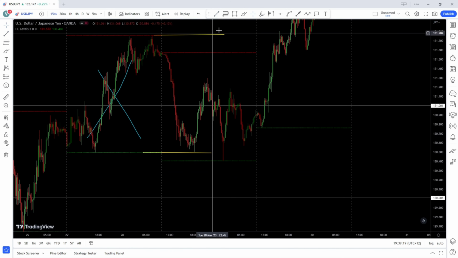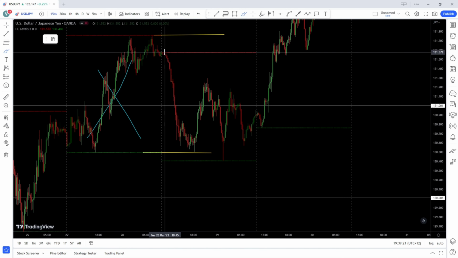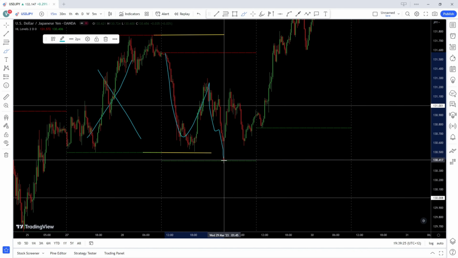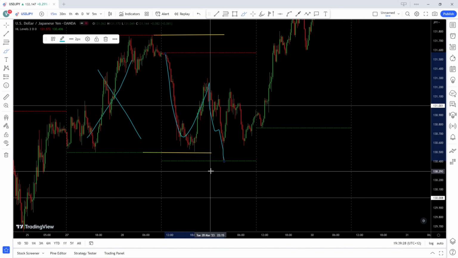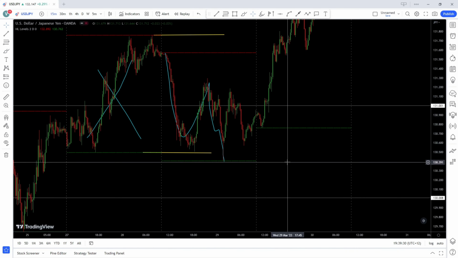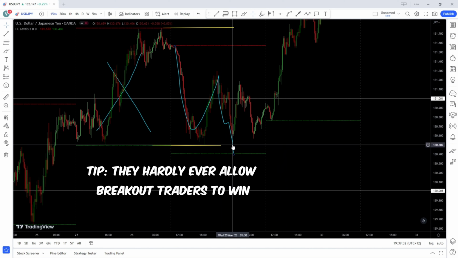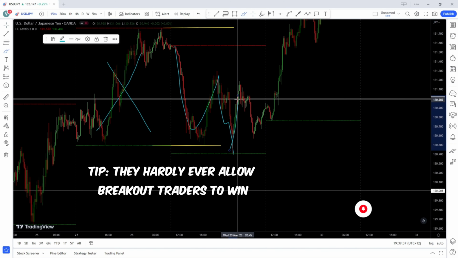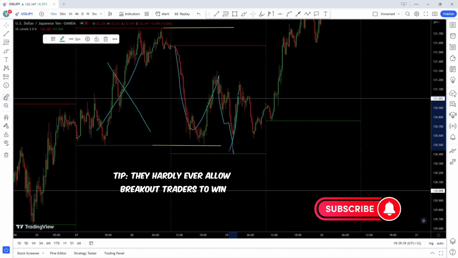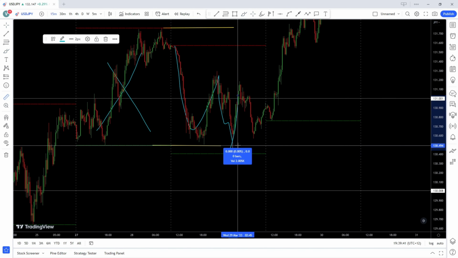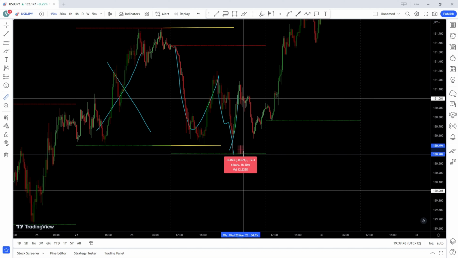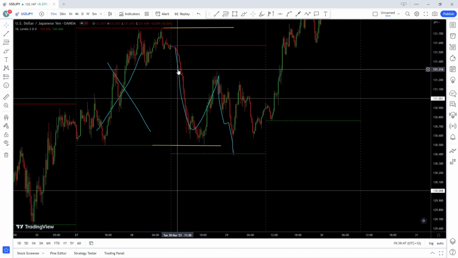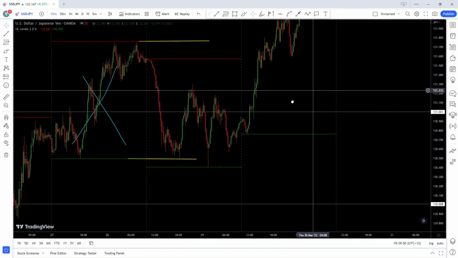You can see over here the market starts out, they trade inside of the box, and they come back down, they trigger breakout traders. So the market makers trigger breakout traders right over here, and then the market reverses. What they basically did here was only a quick stop hunt. This was only about a 10 pip stop hunt, and then they reversed the price.